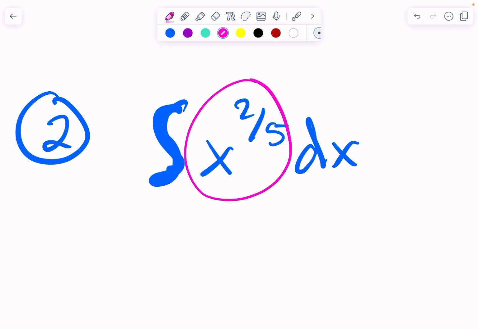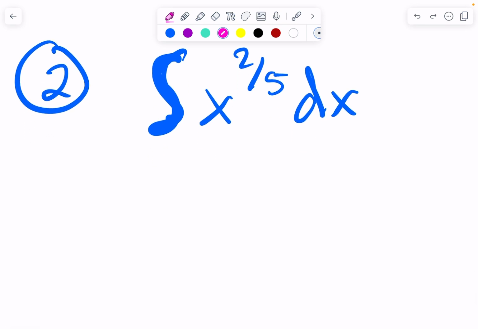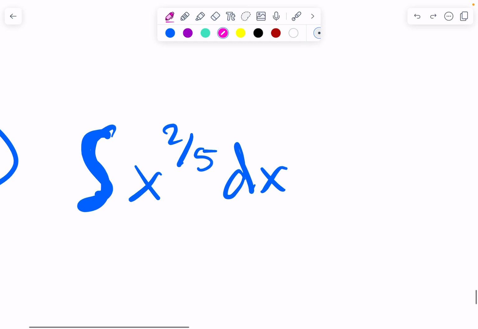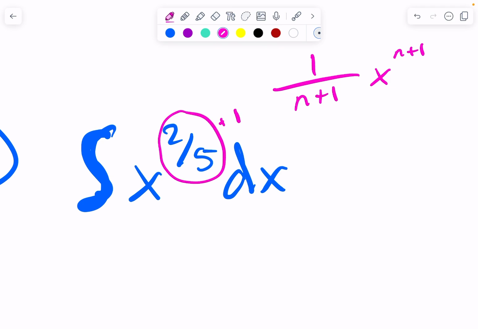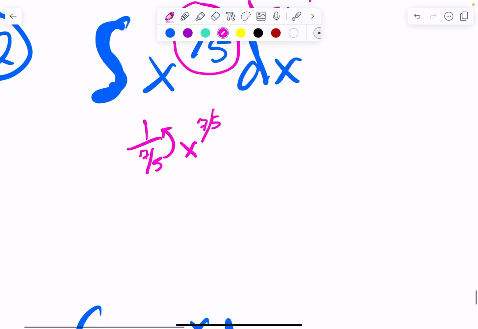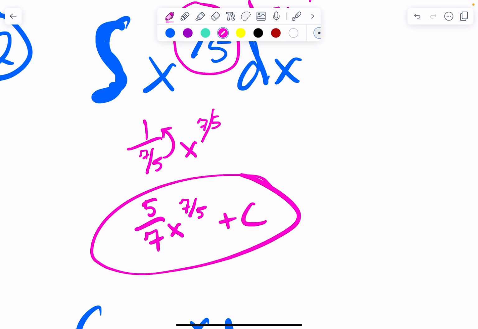This one's just x to the 2/5 power. I don't have two different functions going on, so here I'm just going to take the antiderivative, okay? Like the straight thing, the 1 over n plus 1 x to the n plus 1. That's the formula that we are using. So in a sense, we're taking this 2/5 and we're adding 1 to it, which is going to make it 7/5. So I have 1 over 7/5 x to the 7/5, which in turn, if we flip this to the top, is 5 over 7 x to the 7/5 power. Don't forget your plus c, because this is an indefinite integral. So that is that.